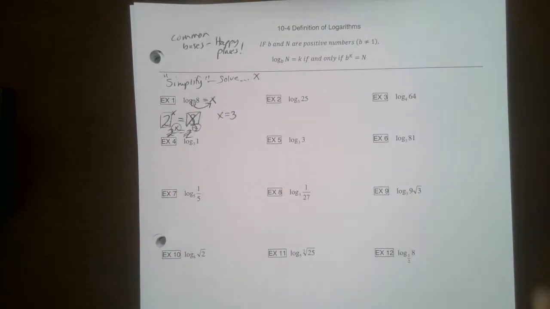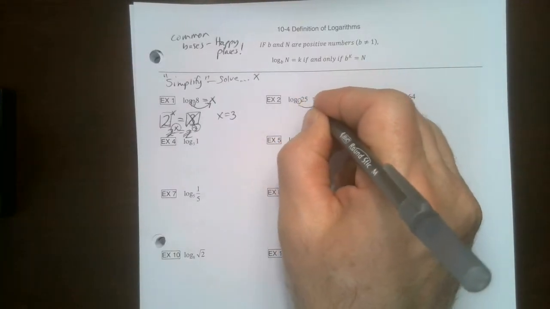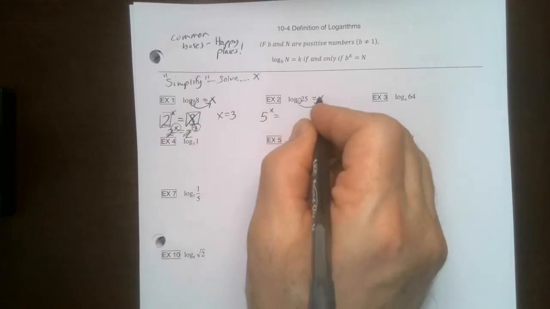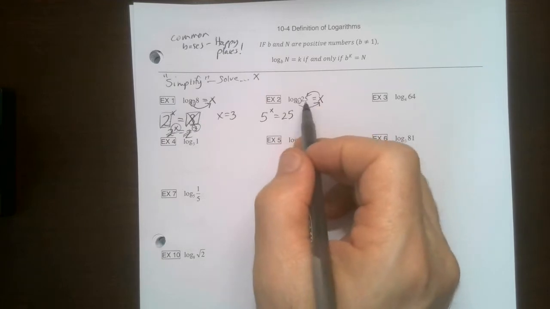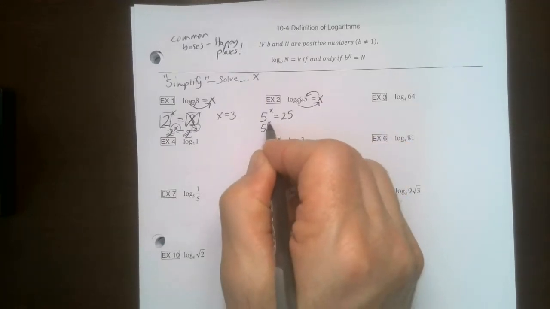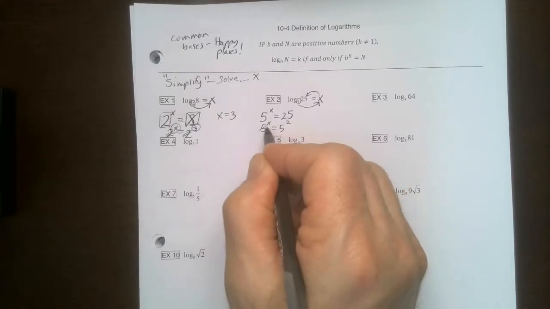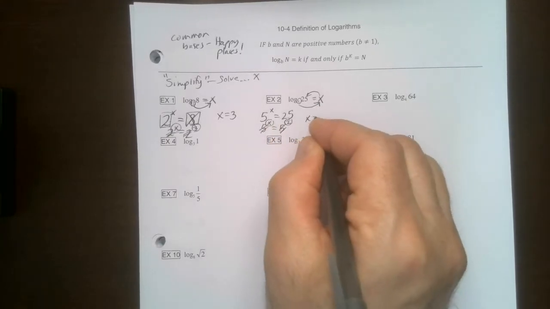Okay, we're going to do the same thing with this one. Put my x in, start here, go here. That's how you do it. 5 to the x power equals 25. If that confuses you, you better watch my pre-lesson. Common bases, happy places. So I'm going to stick with that. 25 is going to turn into 5 squared. Now these bases just disappear. X equals 2.